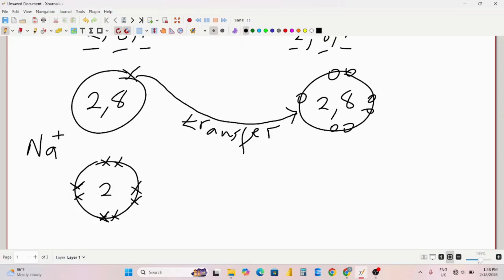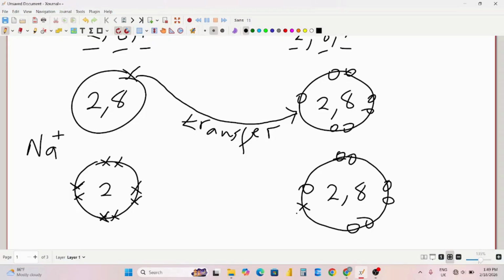While the non-metal that accepted the one valence electron from sodium will now have 8 valence electrons also, and possess a negative charge. So the attraction between the positively charged sodium ion and the negatively charged chlorine ion represents the ionic bond.